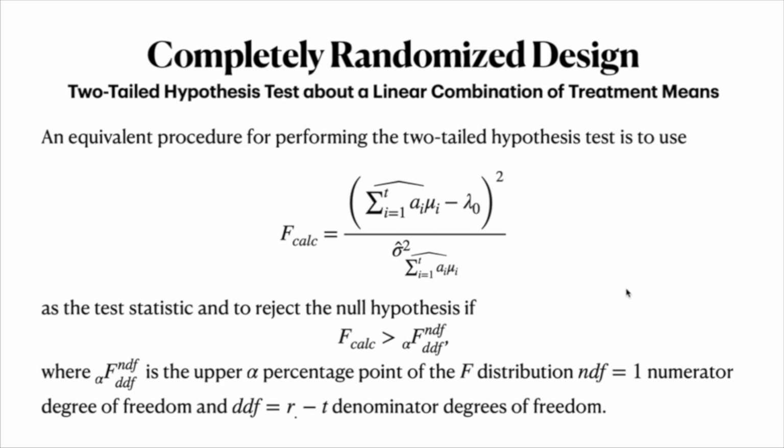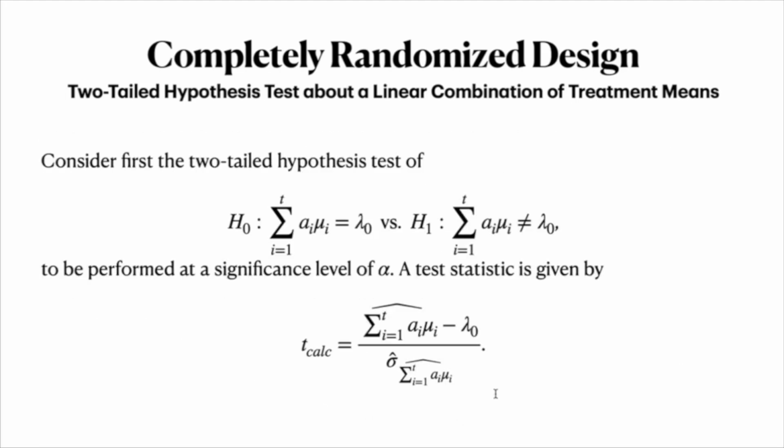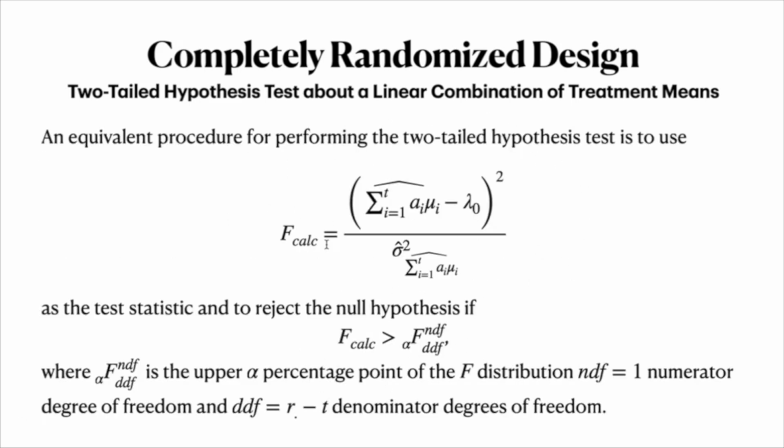Now, an equivalent procedure for performing the two-tailed hypothesis test is to use the squared version of that test statistic. All right, so notice here that if we square this, then that's what we're going to get in this expression here. And it turns out that that test statistic under the null hypothesis has an F distribution. And so we could call this t-calc squared, but we're going to call it f-calc just to remind ourselves that the reference distribution using this version of a test statistic is the F distribution itself.